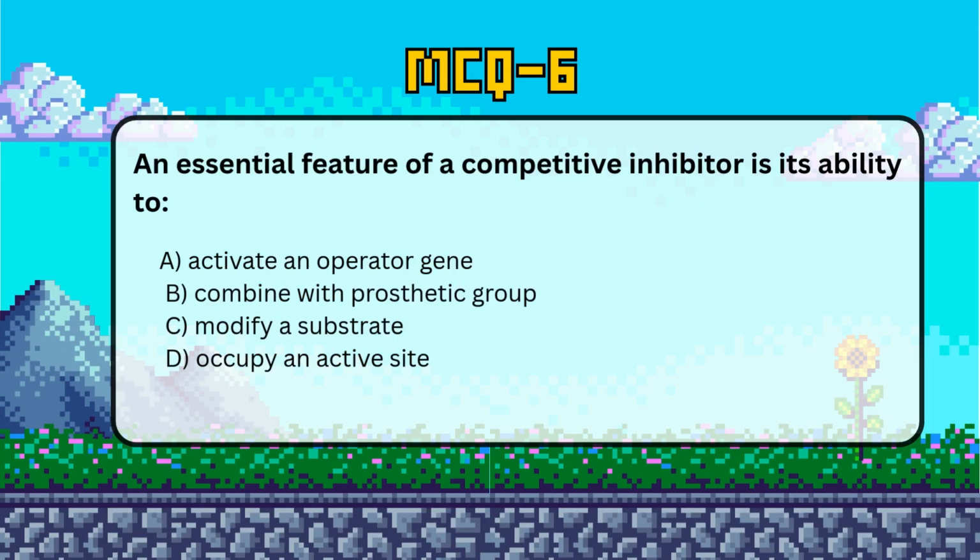Question number 6: an essential feature of a competitive inhibitor is its ability to activate an operator gene, combine with a prosthetic group, modify a substrate, or occupy an active site? So the right option is occupy an active site because competitive inhibitors mimic the substrate and block the active site. So the right option is the D option.